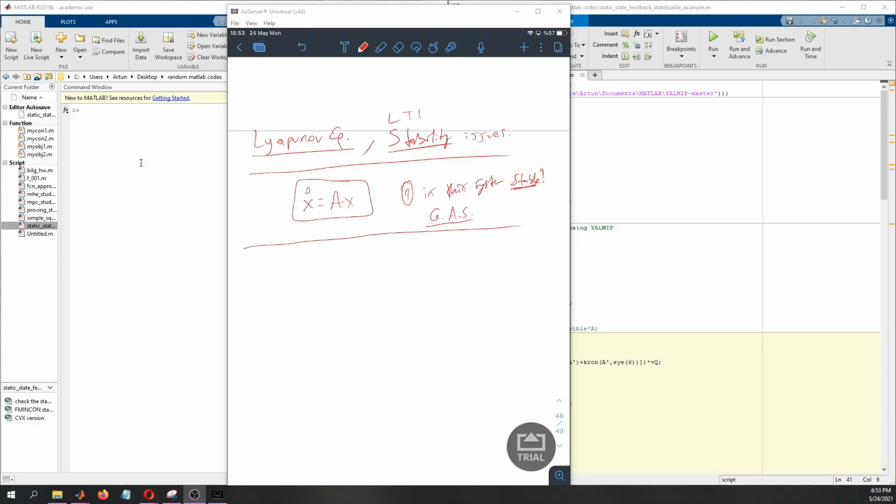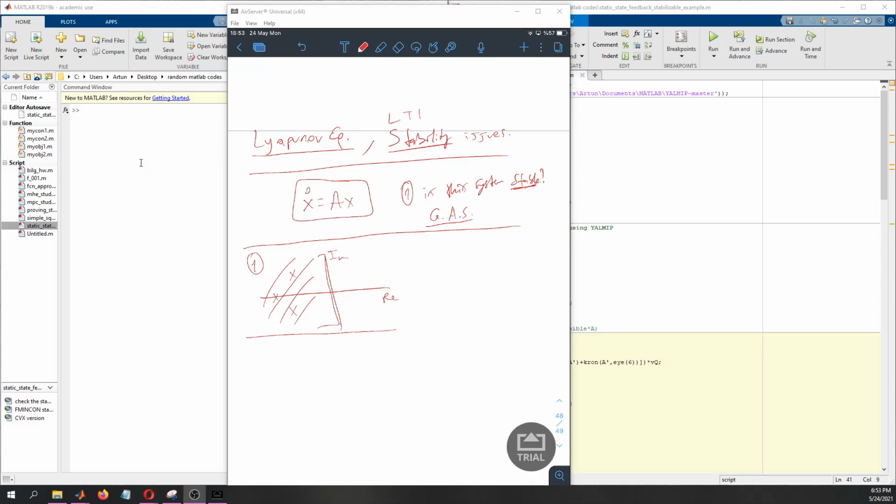Now, for this system to be stable, all of the eigenvalues of the A matrix must be lying in the open left half plane. This is real and imaginary. For example, the eigenvalues of the A matrix can be like this. If we look at the eigenvalues of the A matrix and see this type of situation, we conclude that the given dynamical system is stable.